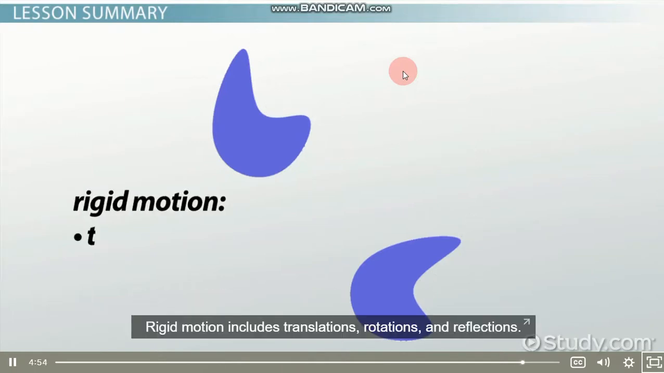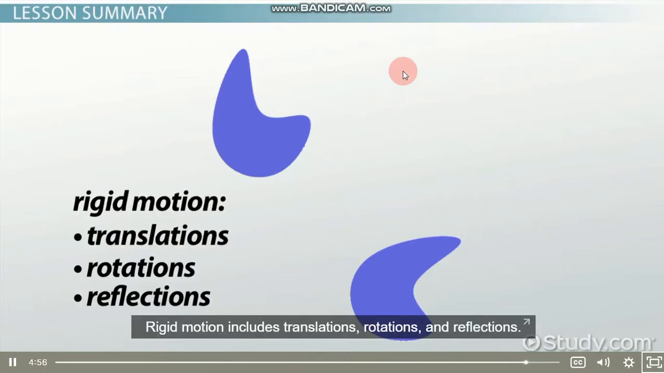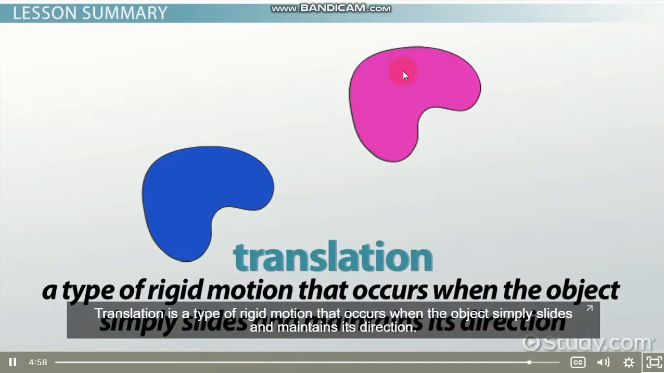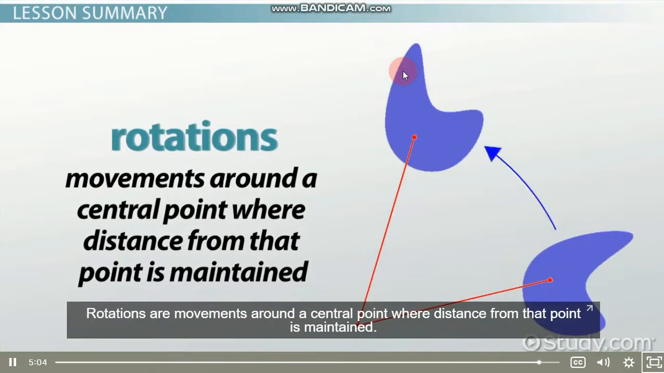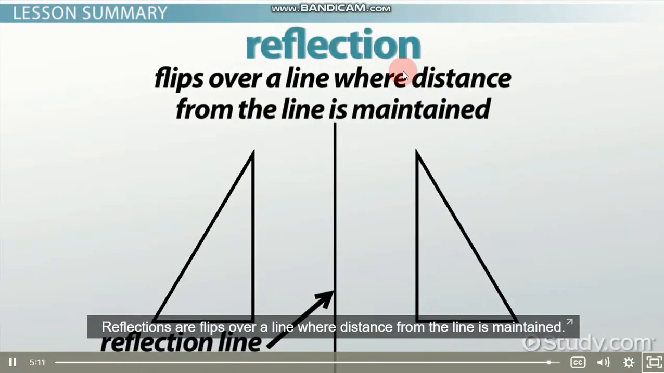Rigid motion includes translations, rotations, and reflections. Translation is a type of rigid motion that occurs when the object simply slides and maintains its direction. Rotations are movements around a central point, where distance from that point is maintained. Reflections are flips over a line, where distance from the line is maintained.